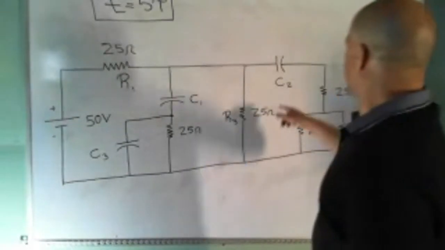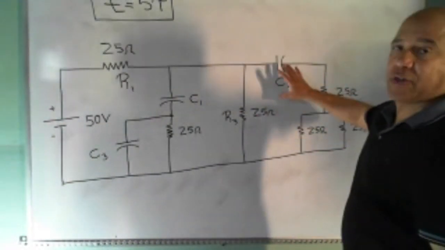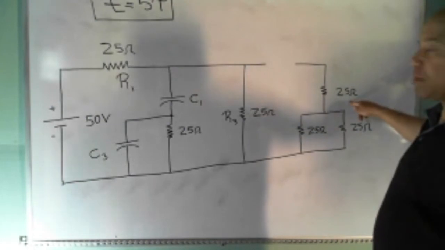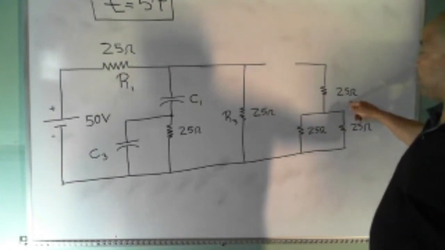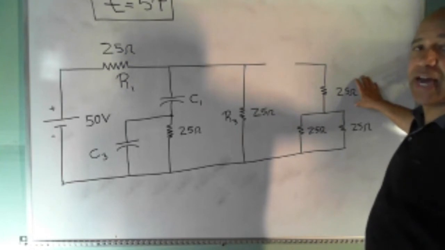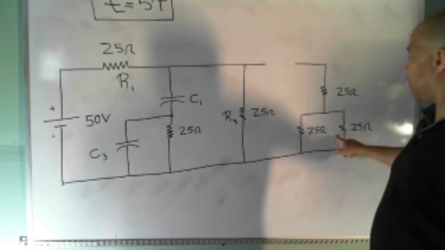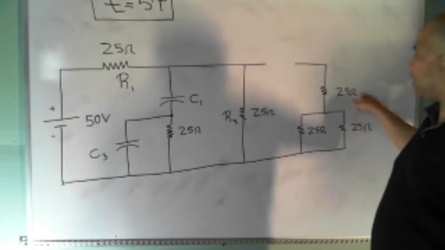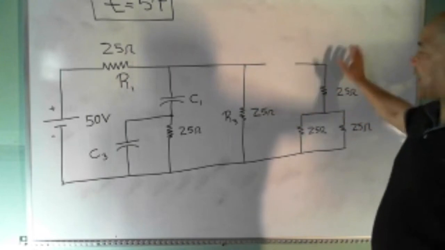If I open up C2, it's fully charged, so it behaves as an open. What's that going to do to the current through this end? There is none. So the current in each resistor on this side is 0. If there's no current through the resistor, there's no voltage across it. So the current through and voltage across every one of these resistors here is 0. It's like they're not there.